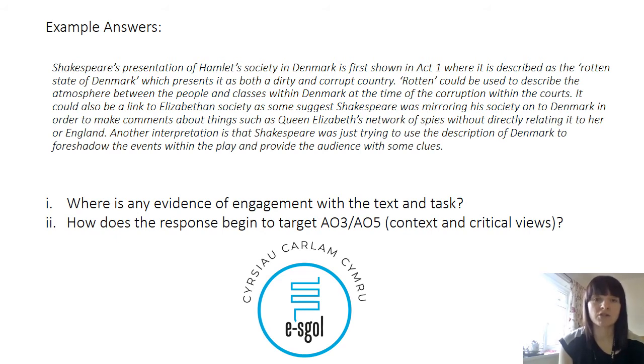Another interpretation is that Shakespeare was just trying to use a description of Denmark to foreshadow the events from the play and provide the audience with some clues. Okay, so here you've got another interpretation. Definitely bringing in your AO5, so considering a different reading of it. "It could also be a link", so that tentative language, but most definitely showing an awareness of AO3 and AO5, and focusing initially though on the question and this idea of corruption that's being presented in Hamlet and in Denmark.